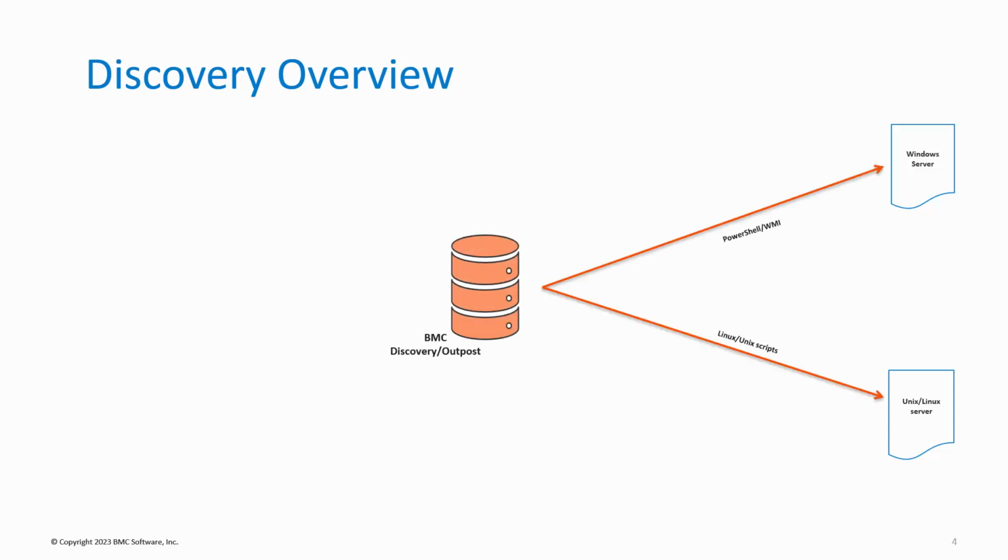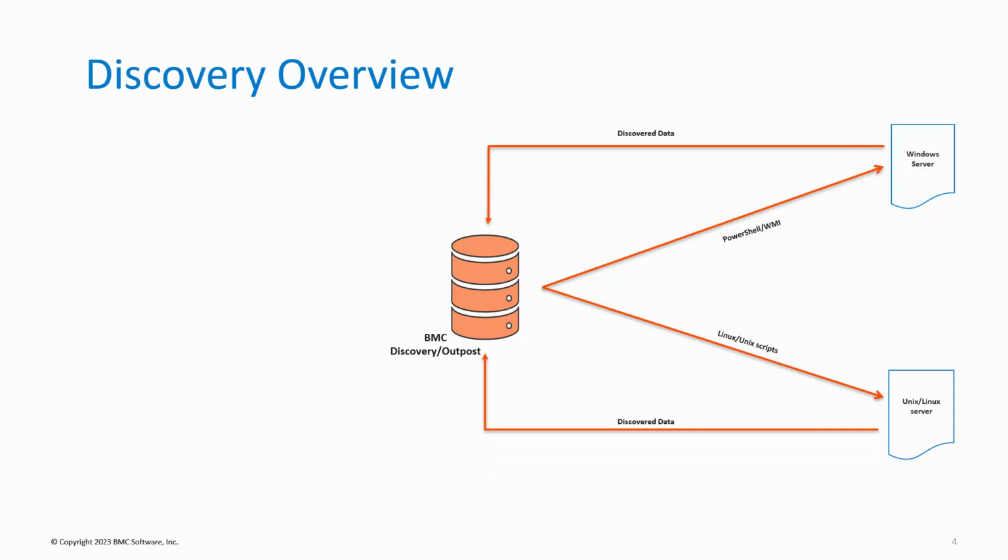Let's say we have two servers. One is a Windows server, another one is a Linux or Unix based server. We have discovery or the outpost that performs the scans on both the servers. On the Windows, we perform PowerShell or WMI. On the Linux, we run Linux or Unix scripts. Once we perform the scans, we get the discovered data. This data is then inferred as a host node.